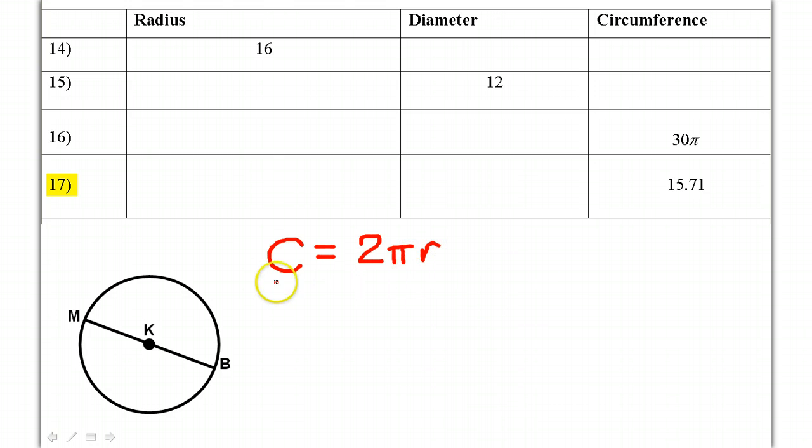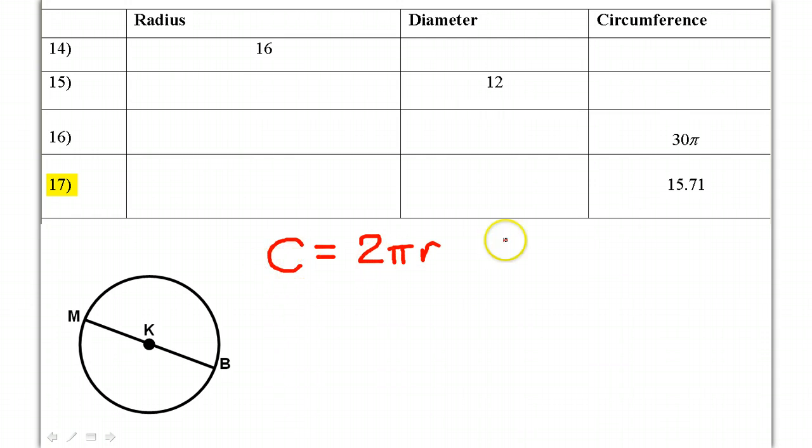It really doesn't matter if you start with the 2 pi r or pi d. Either way, if you get the radius, you double it, you'll get the diameter. If you get the diameter, cut it in half, you'll get the radius. Neither way is better.